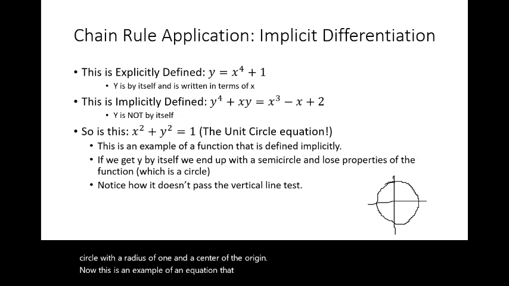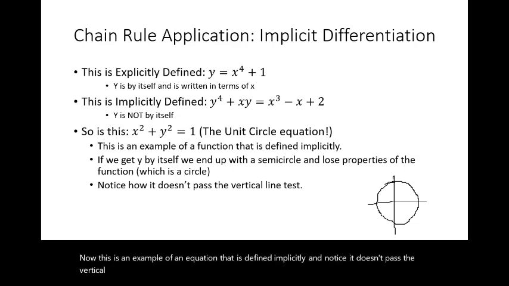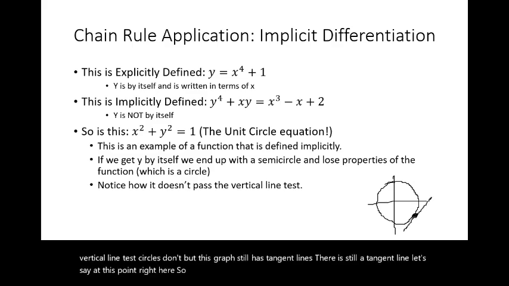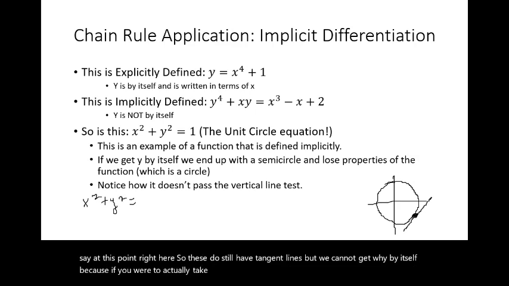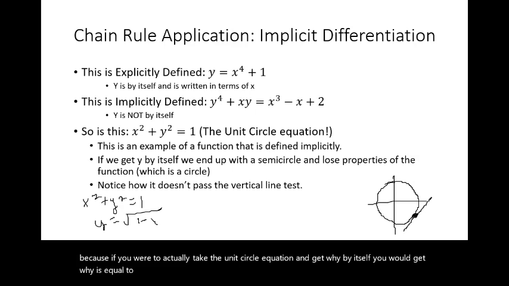Now, this is an example of an equation that is defined implicitly. And notice it doesn't pass the vertical line test. Circles don't. But this graph still has tangent lines. There is still a tangent line, let's say at this point right here. So these do still have tangent lines, but we cannot get y by itself. Because if you were to actually take the unit circle equation and get y by itself, you would get y is equal to the square root of 1 minus x squared, which is a semicircle.